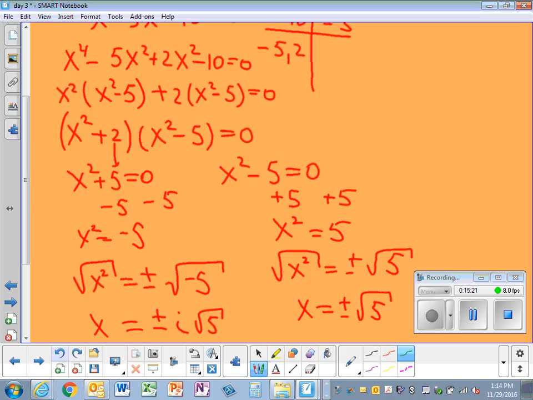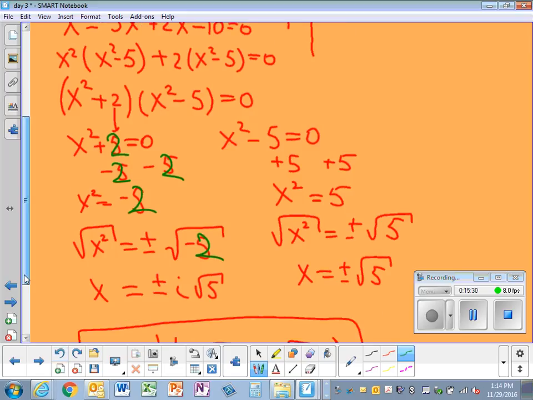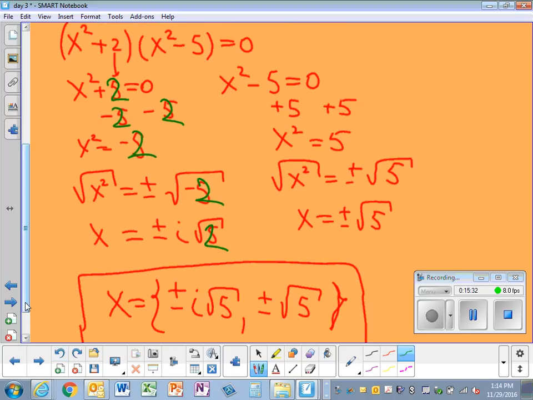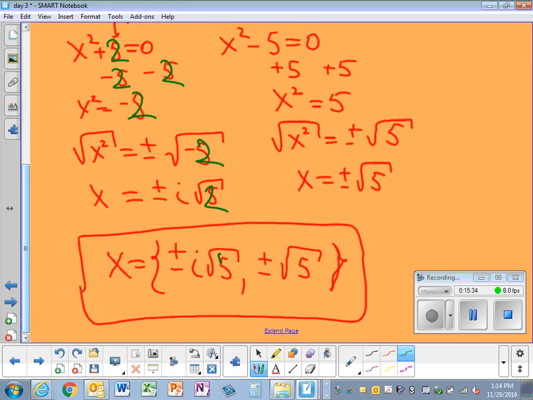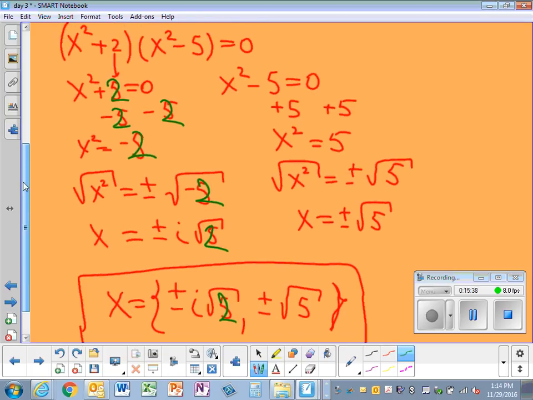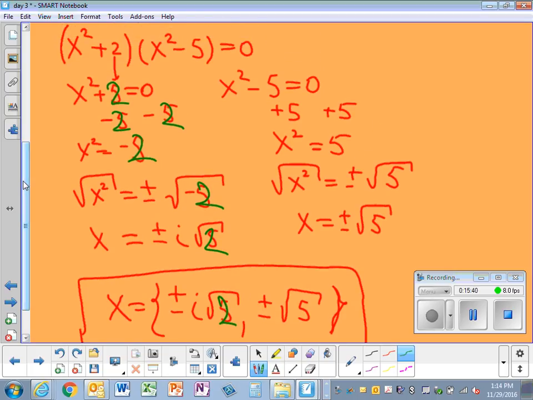It should be 2. So it should be x squared plus 2. So minus 2 minus 2. X squared is minus 2. Right? So I'm replacing all these 5s with 2s. I copied wrong. Minus half a point, right? That's more.